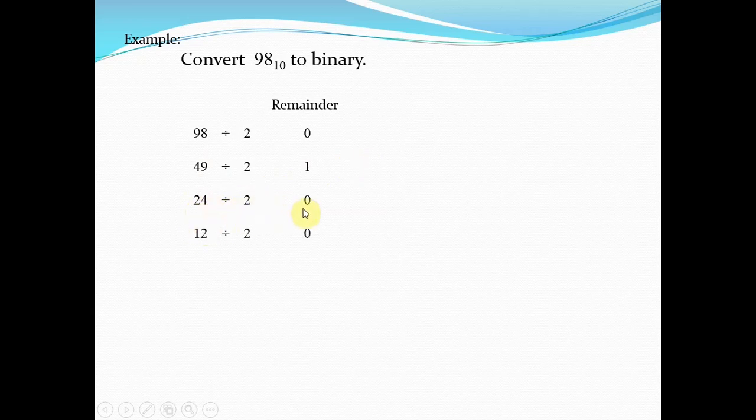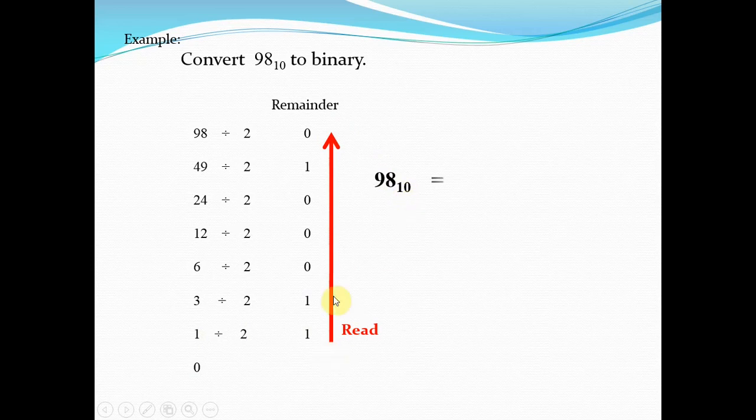That would be 12 remainder 0. Then 12 divided by 2 is 6 remainder 0. 6 divided by 2 is 3 remainder 0. Then 3 divided by 2 is 1 remainder 1, and 1 divided by 2 is 0 remainder 1. Now read the digits from bottom to top, and then write them from left to right: 1 1 0 0 0 1 0. So this is the binary equivalent of 98.